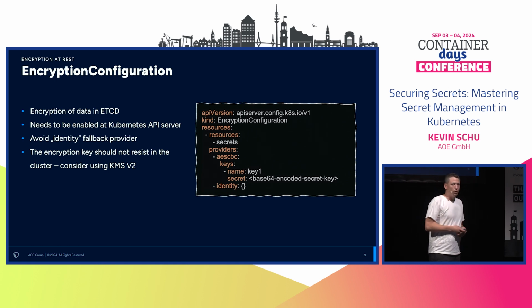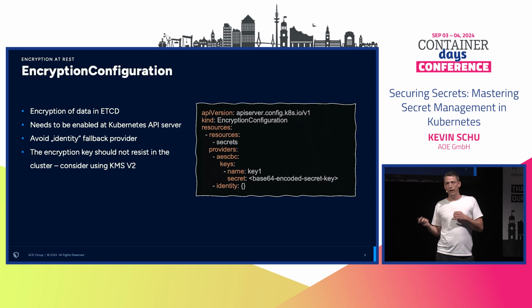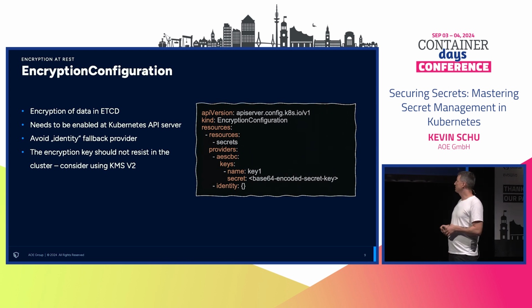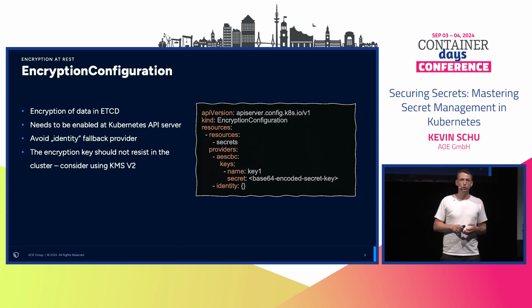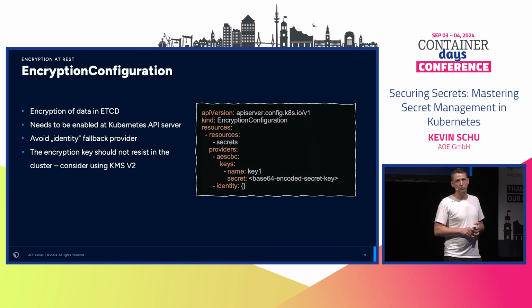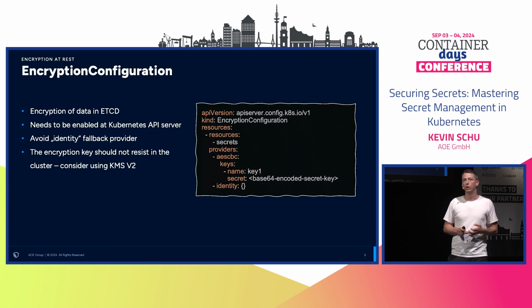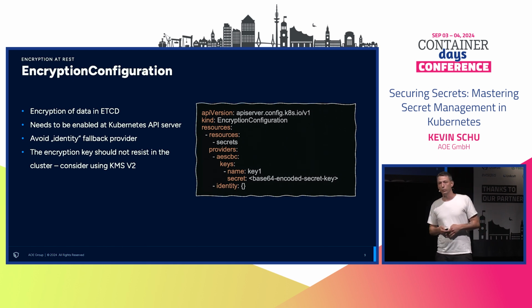And the last point, also very important, is that the encryption key that is used to encrypt your data should not reside in the cluster. Actually, the example that I'm showing here would contain the actual encryption key. You don't want to have that in your cluster. Consider using the KMS v2 API, a feature of the Kubernetes API server, to reference an external secret manager for the encryption key. There is also a lot of documentation out there which can help you with that.